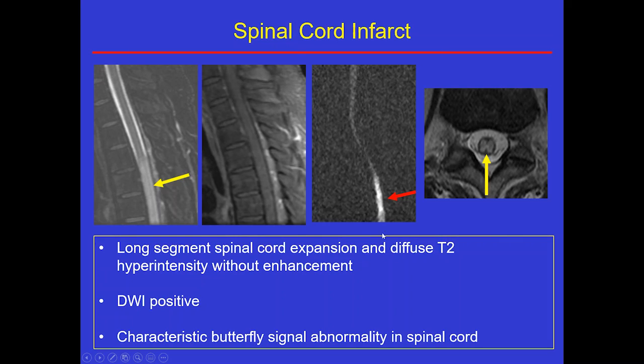The DWI tends to be positive in these patients, and you get that characteristic butterfly signal abnormality in the spinal cord on your T2 weighted images. This is an example of an elderly patient who had significant vascular disease, who had rapid progressive paraplegia and urinary retention, and this patient had a spinal cord infarct.